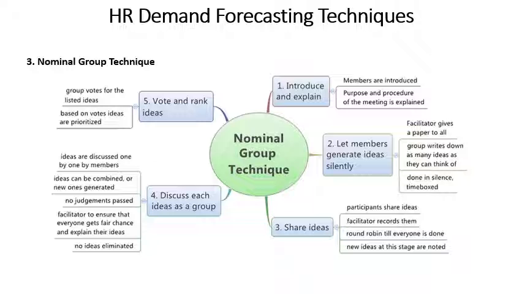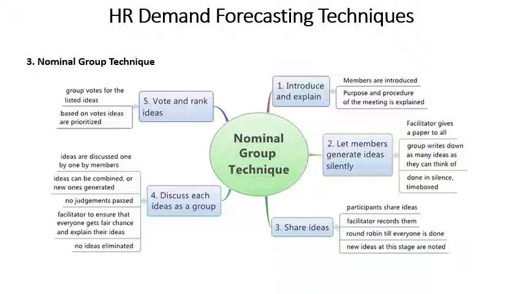So the steps followed in the nominal group technique: first is introduce and explain. Here members will come together, they will introduce each other, and the purpose and the procedure will be explained by the facilitator. Then in the second step, members will generate ideas. Here the facilitator will provide a paper to each expert. Then the expert will write down their estimations, their responses, on the basis of their own ideas.